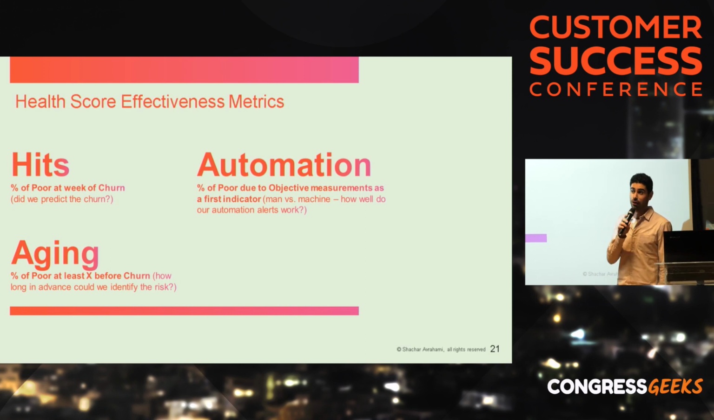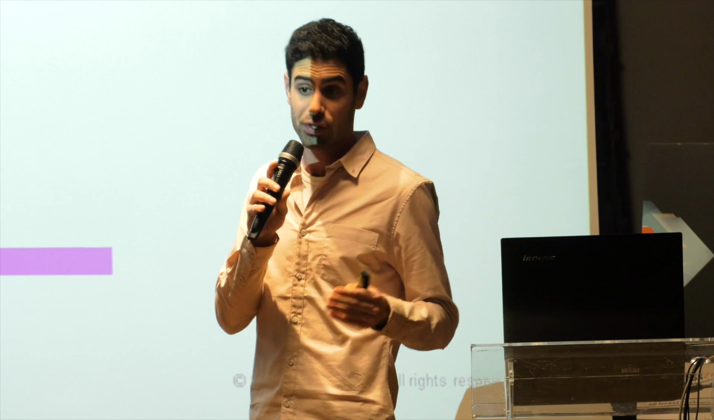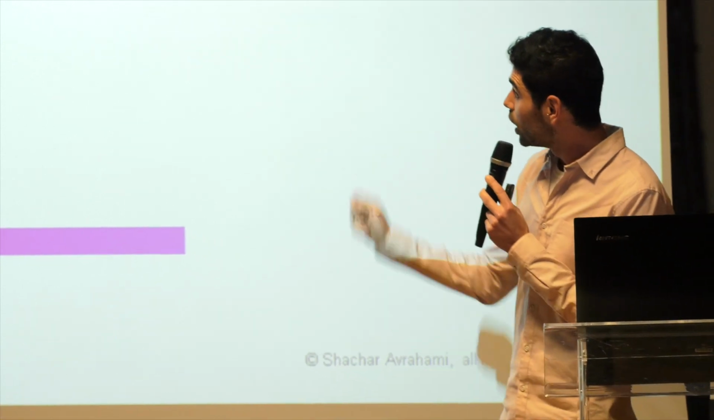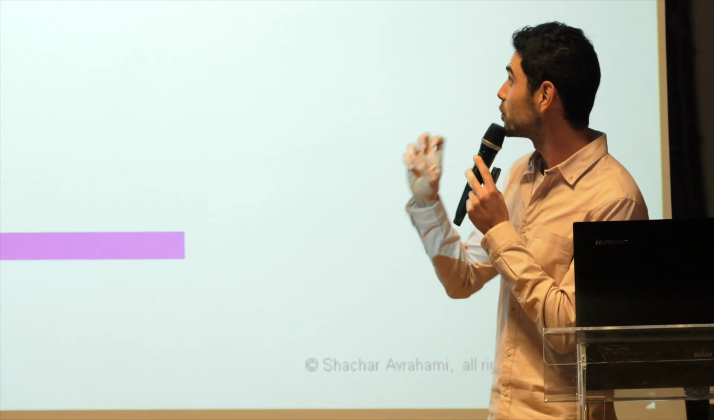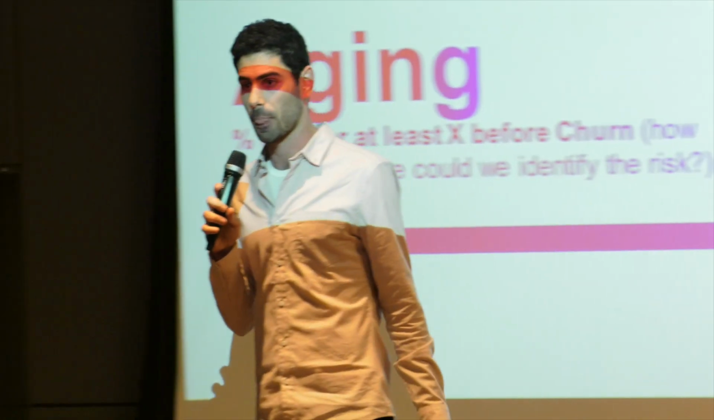After that, we wanted to measure our automation score, meaning out of the customers that churn and we marked as poor, what was the first indicator that marked them as poor? Was it the CSM subjective sentiment? Which is okay, but if eventually 100% of the poors are because of the CSM sentiment, then I don't have anything to do to build a score. I can just keep it with the CSM sentiment. So we wanted to check the man versus machine, how well our automation alerts work.